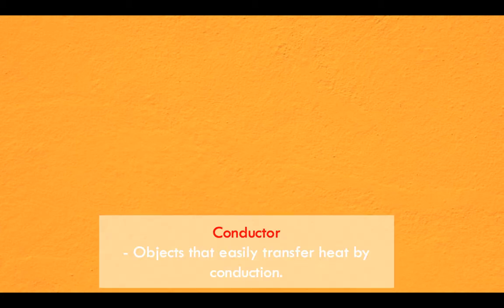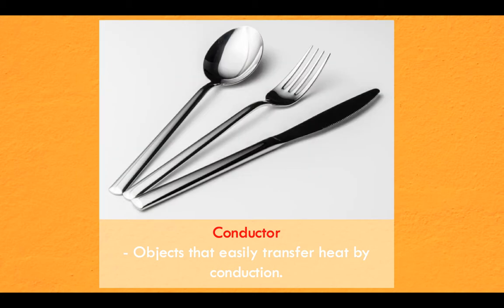Some objects conduct heat and some do not. Objects that allow heat transfer by conduction are called conductors. Examples of this are metals like your spoon and fork. Let us now visualize how conduction works in metals.